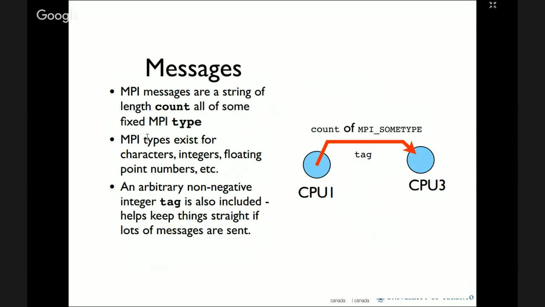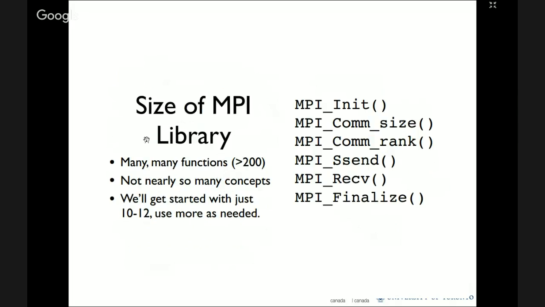So you have a count. It could be as simple as 1, and then an MPI type. This is our integers, floats, point numbers, etc. And then a tag is just any non-negative number. MPI uses negative numbers for error codes sometimes, so you don't want to use negative numbers.